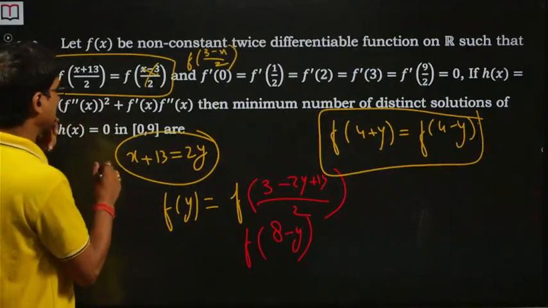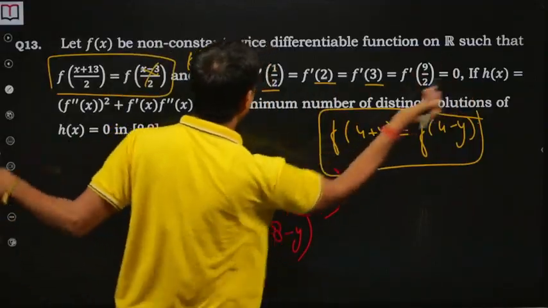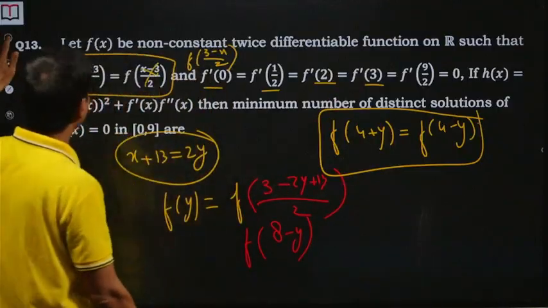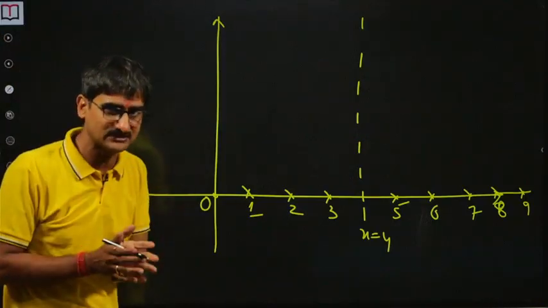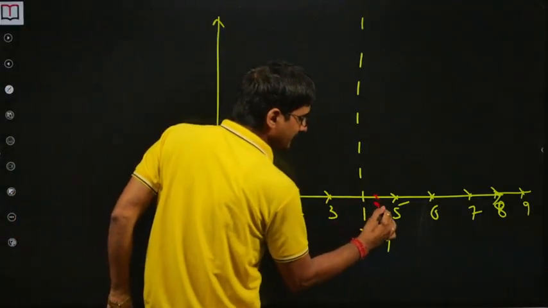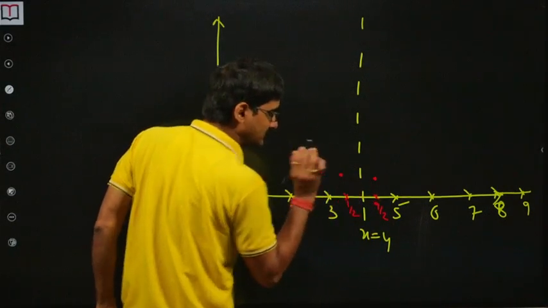Now see, what are we given? We are given derivative 0 at 0, half, 2, 3 and 9 by 2. 4 points on the left side of 4, 1 point on the right side of 4, and the curve is symmetric about x is equal to 4. So 9 by 2 is somewhere here. So that's your 9 by 2, so it will be symmetric. So symmetric says if it is 0 here, the derivative is 0 here.